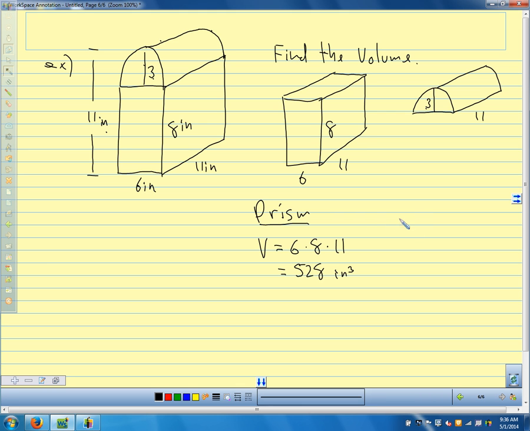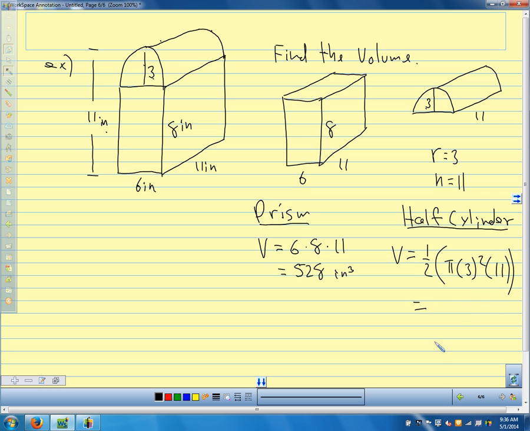And for the half cylinder, our volume is going to be the volume of the entire cylinder, and we'll divide that by 2. So I'm going to say 1/2 pi. Our radius is 3, and our height is 11. So we're going to get pi times 3 squared times 11. And we'll do this to the nearest tenth, I guess. So we get 99 pi divided by 2. 3 squared is 9 times 11 is 99. Multiply that by pi and divide by 2.